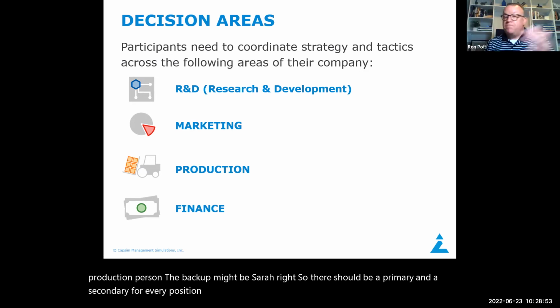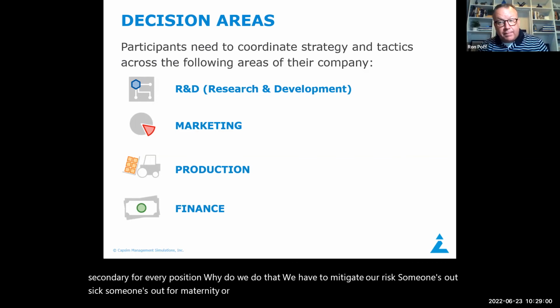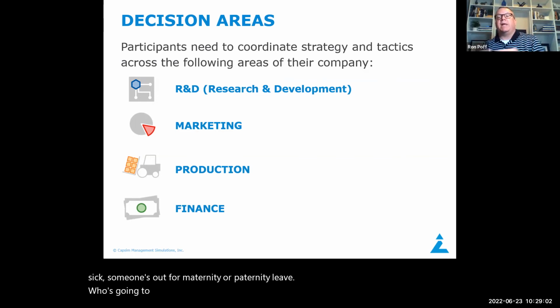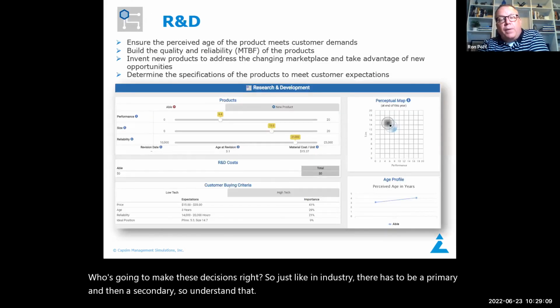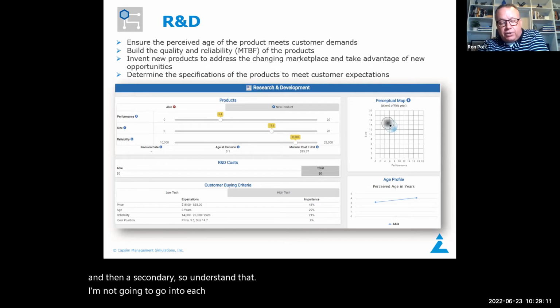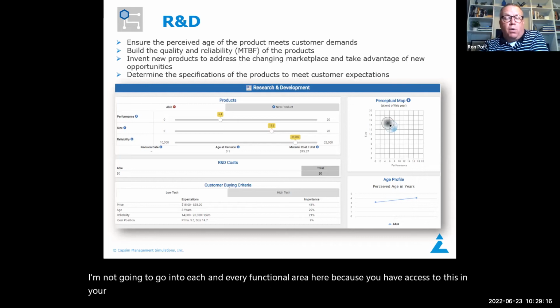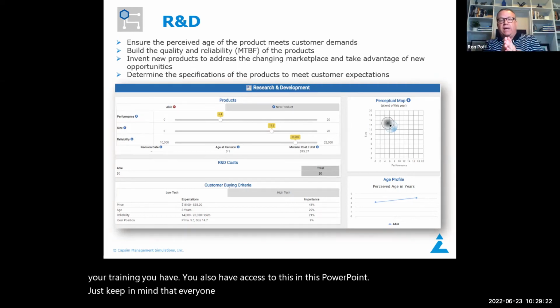So there should be a primary and a secondary for every position. Why do we do that? We have to mitigate our risk. Someone's out sick. Someone's out for maternity or paternity leave. Who's going to make these decisions, right? So just like in industry, there has to be a primary and then a secondary. So understand that. I'm not going to go into each and every functional area here because you have access to this in your training. You also have access to this in this PowerPoint. Just keep in mind that everyone has to work together. You can see the roles and responsibilities.